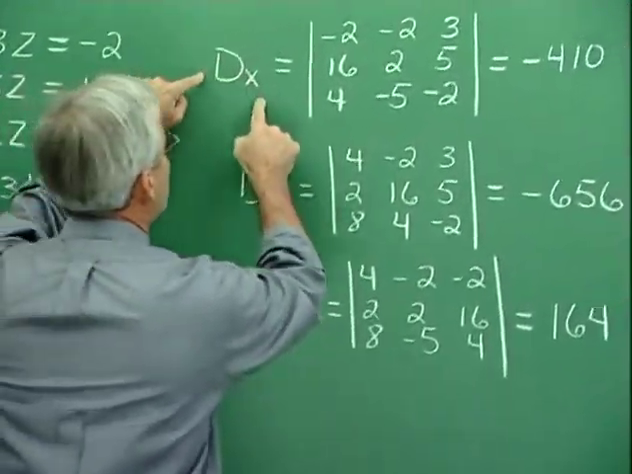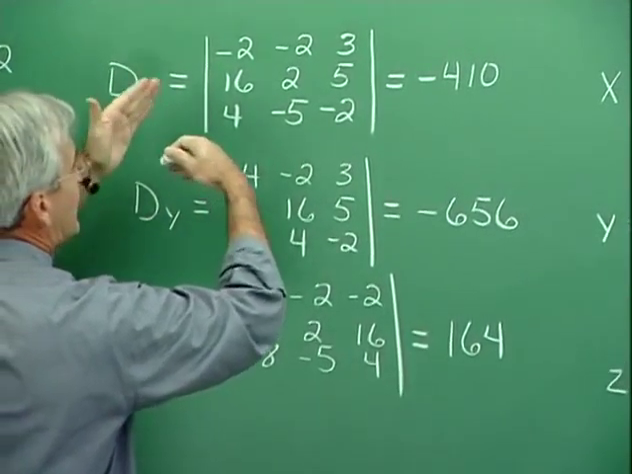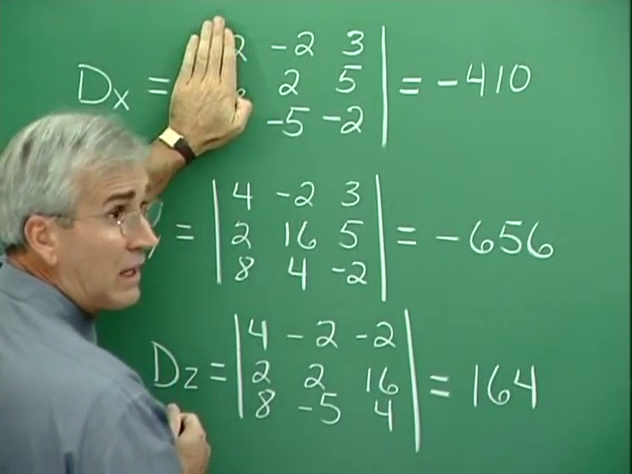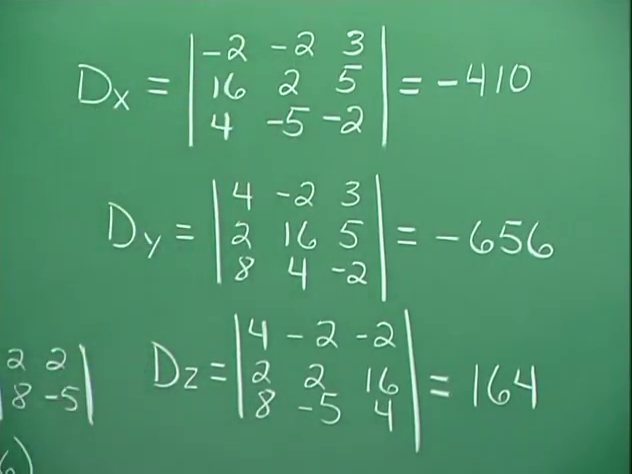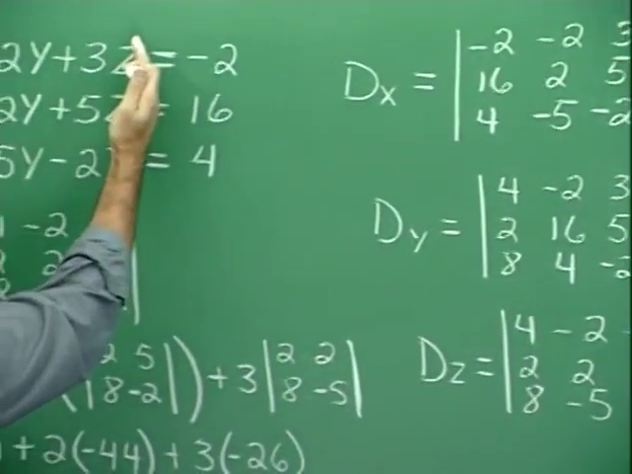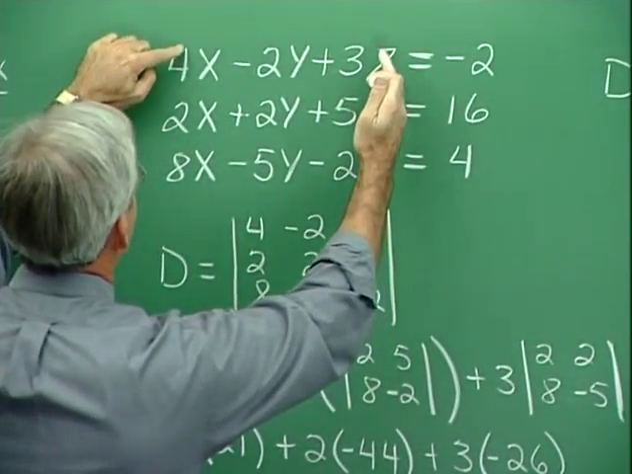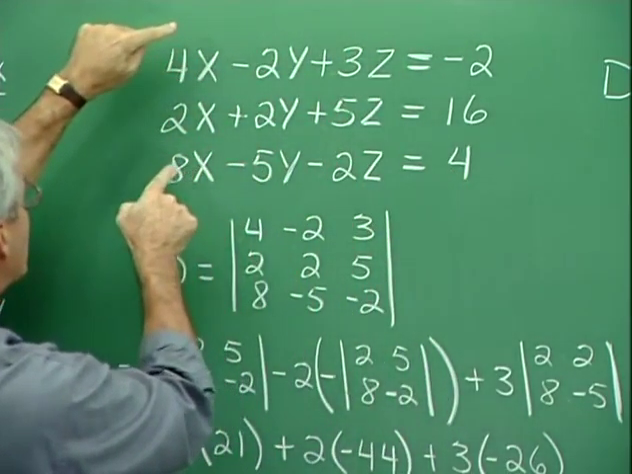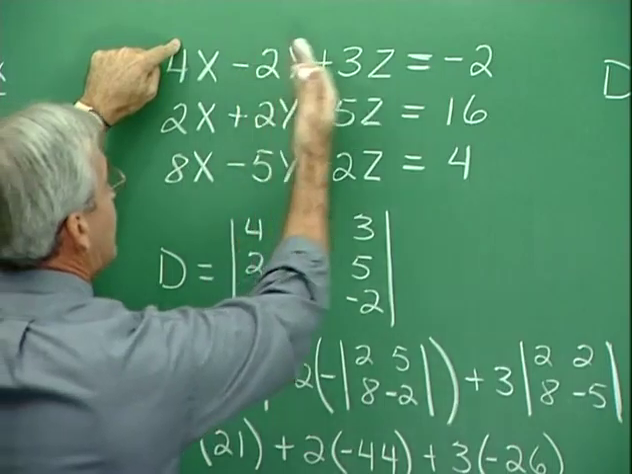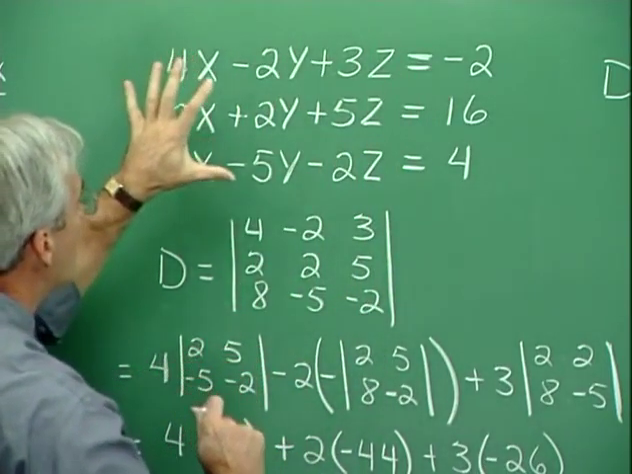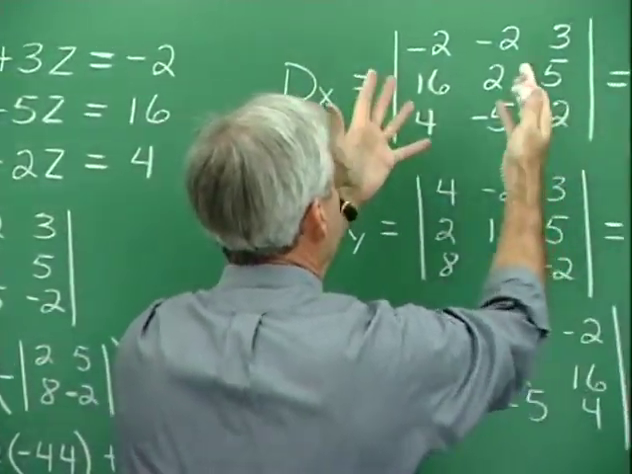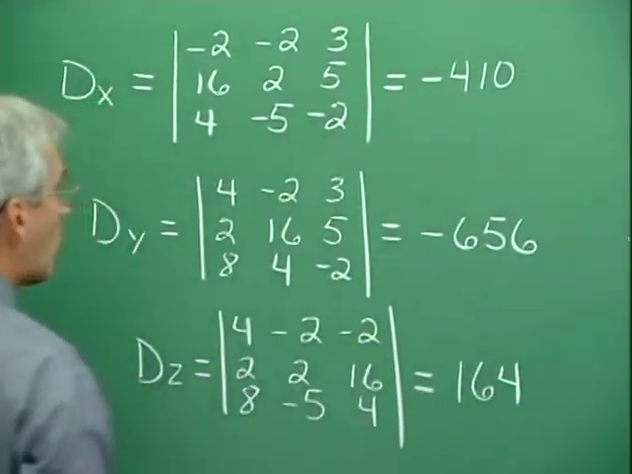Well, at any rate, d sub x turns out to be the coefficient matrix except with the replacement of the coefficients of x, which were along this column, with the constants. So slide back over here and let's make sure we understand that. If we took the coefficient matrix and we took out these entries, the coefficients of x's, and replaced them with negative 2, 16, 4 in this position, and then write down all the entries as we see them here, then we would have this d sub x matrix. And now we want the determinant of that matrix. It turns out to be negative 410.